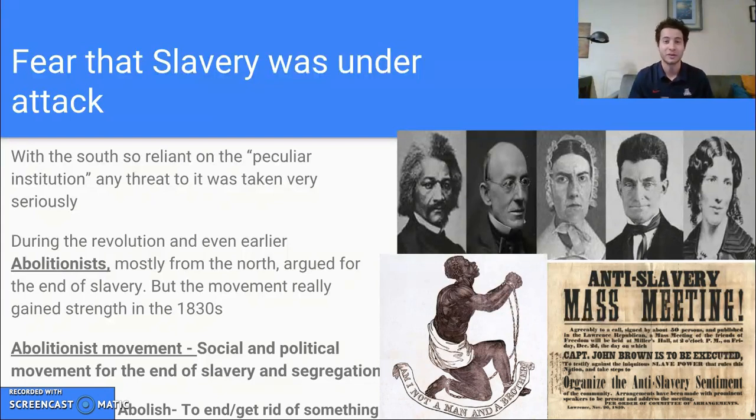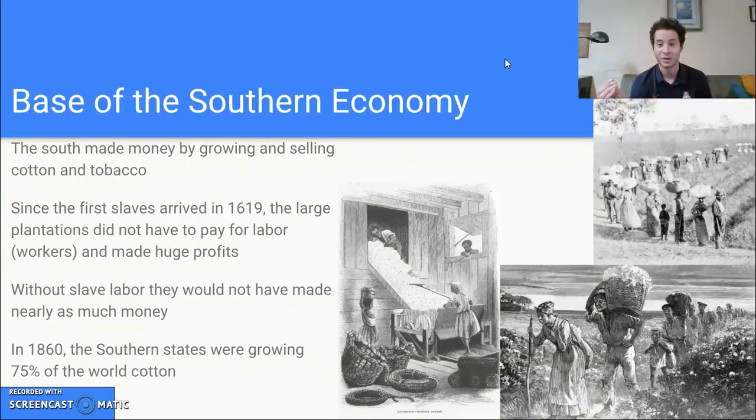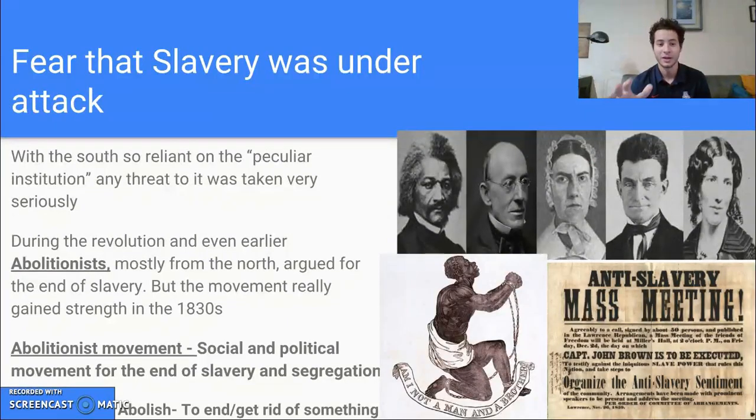During the Revolution and even earlier, people were talking about getting rid of slavery. It had been a conversation for a very long time, but a strong, organized movement really started in the 1830s, and it made the Southern slave owners scared. It was the base of the Southern economy. The Southern economy sent out 75% of the world's cotton to the rest of the world and made a huge amount of money doing so. But they were only able to make so much money because of slave labor. Now, these abolitionist movements scared the Southerners. You can go ahead and pause right now to get the definition of abolitionist movement.